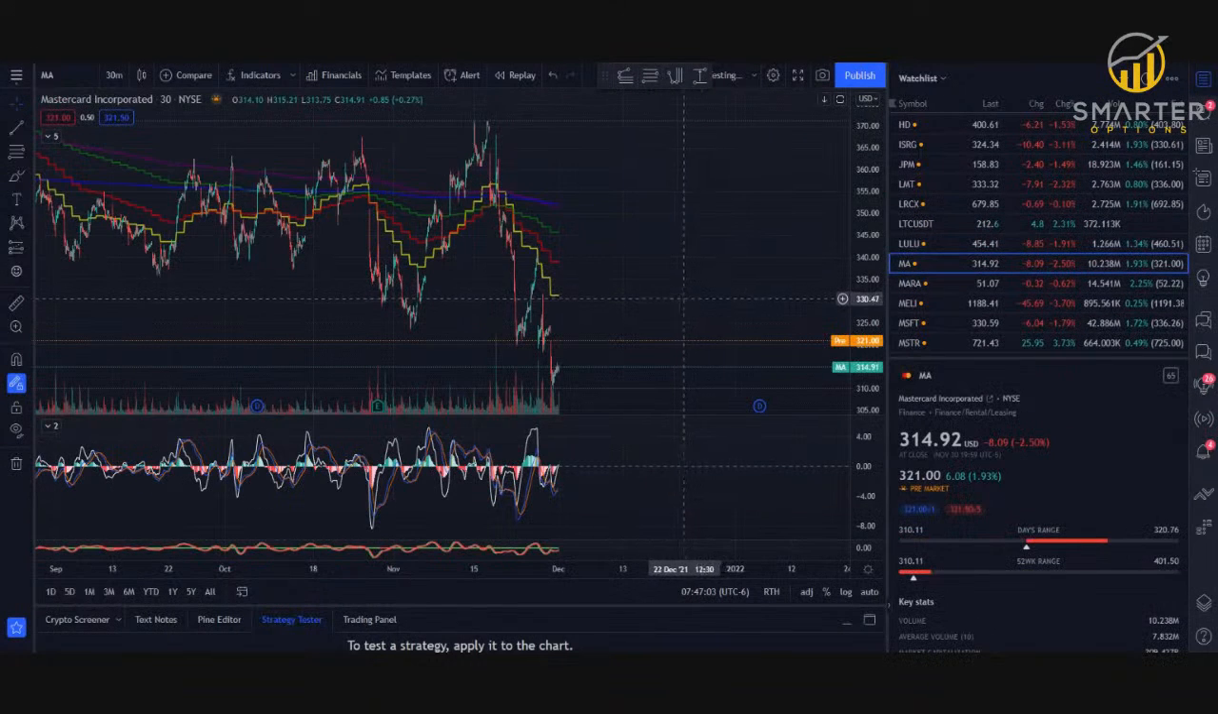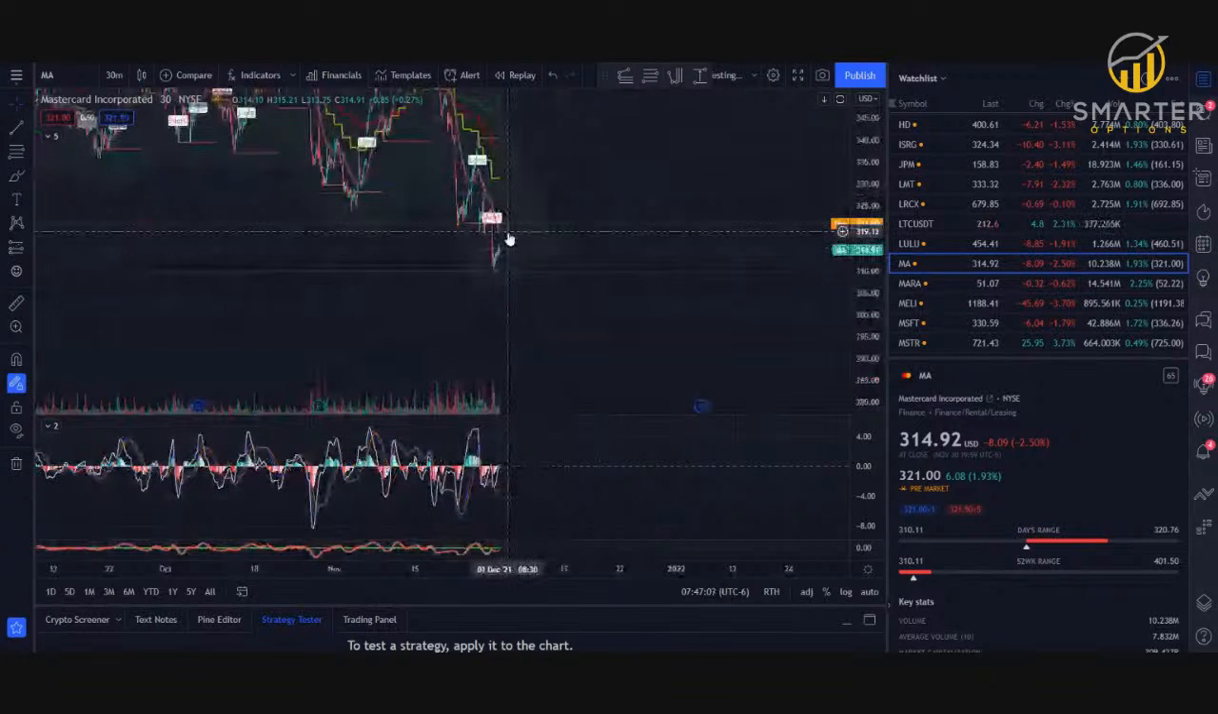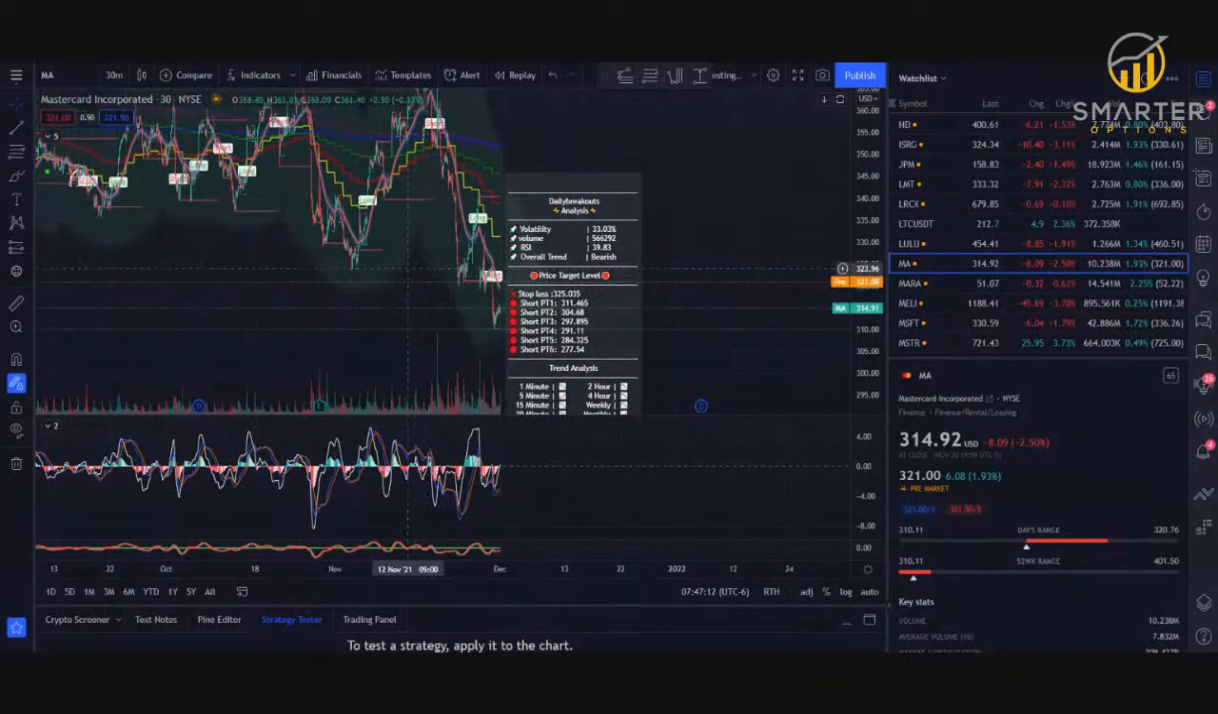MasterCard, I actually still have a position in MasterCard. I kept a couple runners going, which went back down to below original entry. But I did so well, and they were at $9 last week. We had bought in at $3.15. They went up to $9 last week. I was out of the bulk of my position. I had a few runners left.